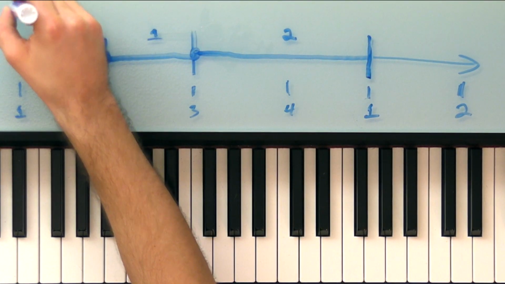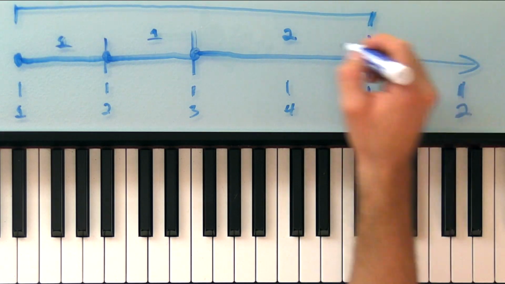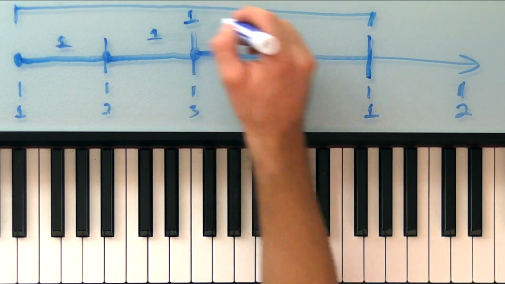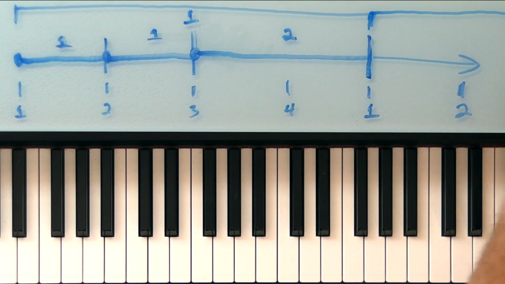So a measure would start here, go all the way up to the end of beat 4 and end right here. This would be the first measure, so measure 1. And then the next measure would begin here, go all the way out to the end of beat 4, and that would be measure 2. And the entire song would fit into measures just like that. Everything would be grouped in groups of 4.